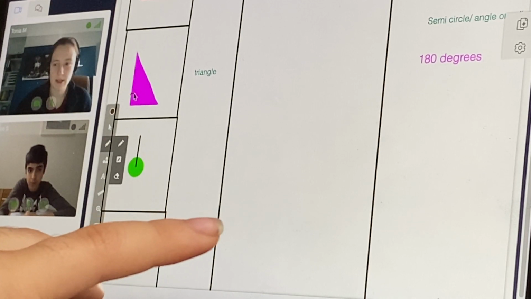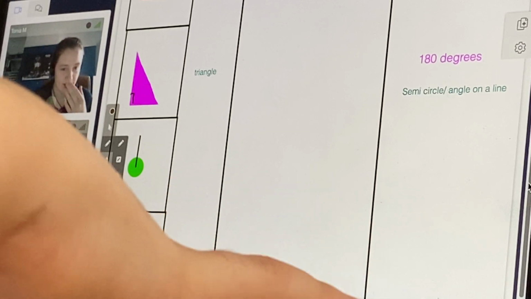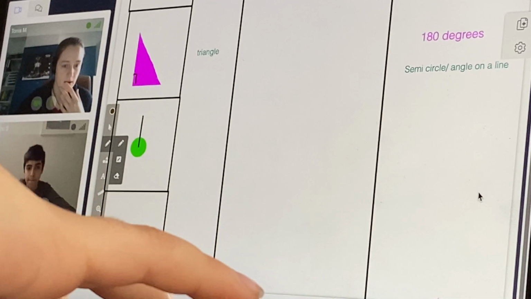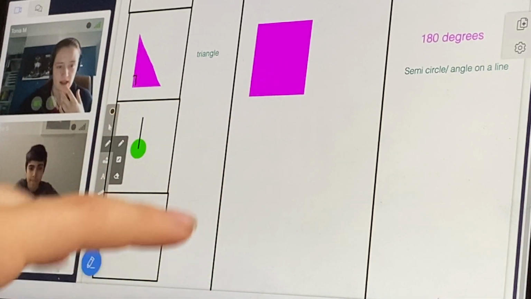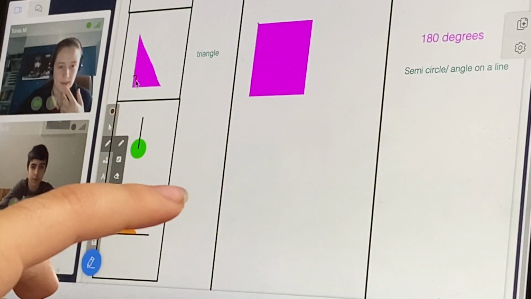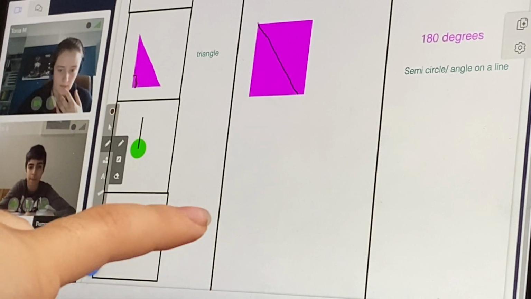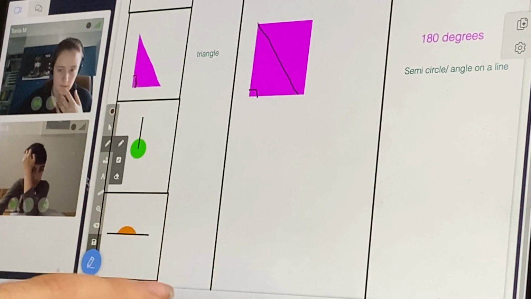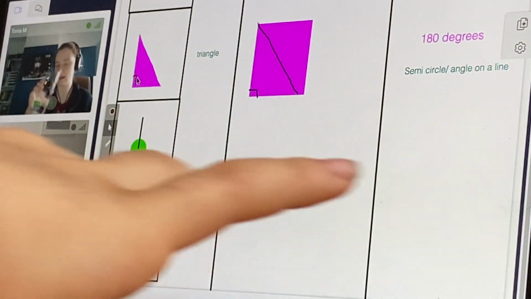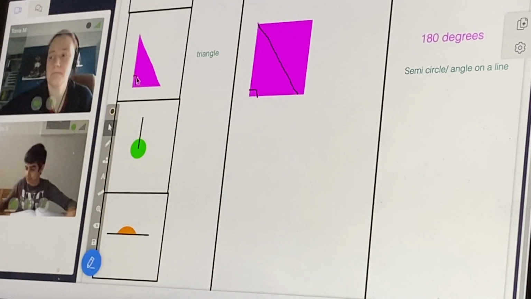Do you remember how we worked out what this one was on Friday? We said that normally we have a triangle, say like this, and if we can make a triangle by splitting this square in half, can't we? Yes. So if a square has 360 degrees in total, how many does a triangle have? Half of 360.